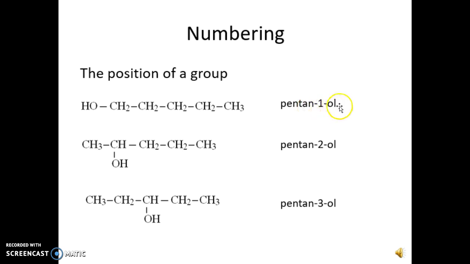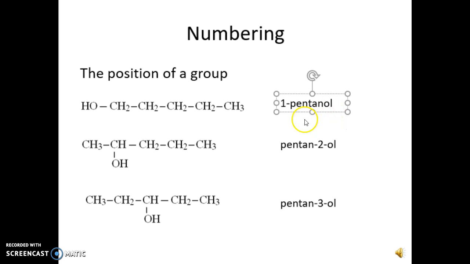The way that it's written, they've put the 1 within the text, so you can have the 1 here, or if I just change it on this one, we could call it 1-pentanol, and then we get rid of the 1 here.